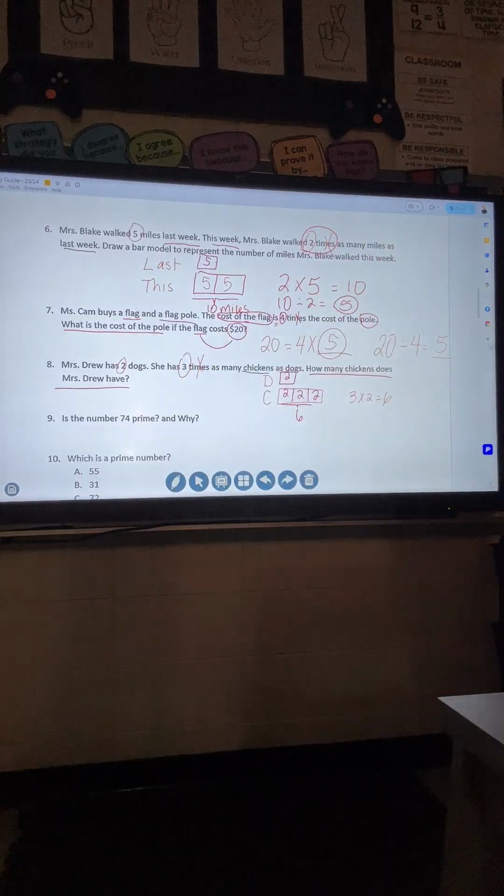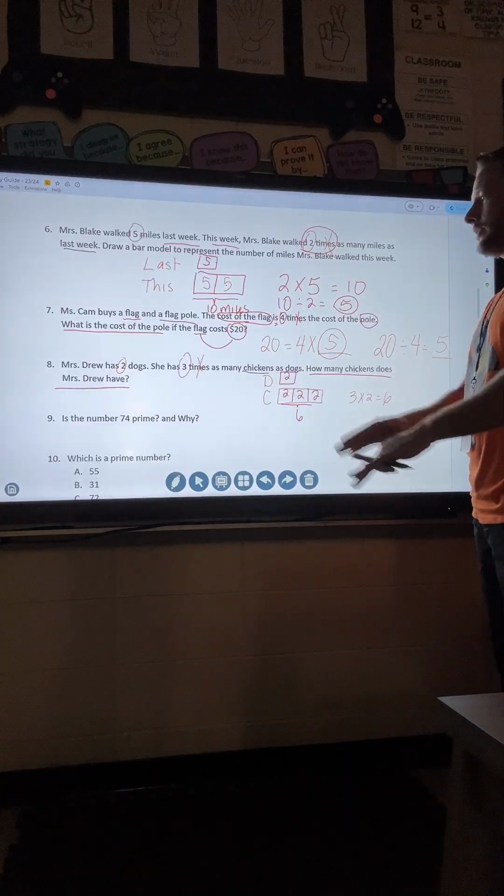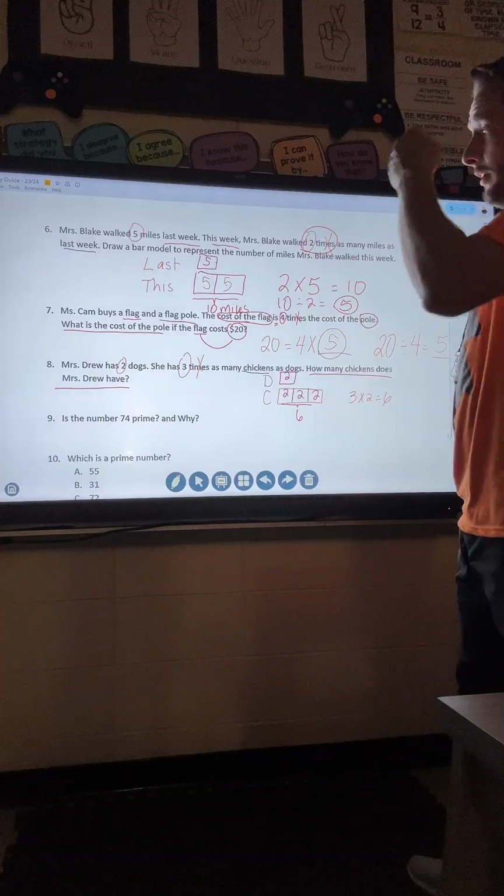If it asks how many dogs and chickens, the answer would be different because you would add the dogs with that. But that's not what it's asking. But always pay attention because that might be a question later on.